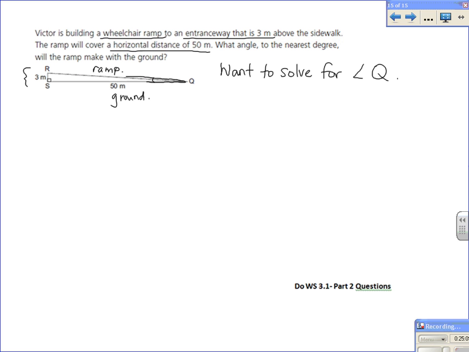Okay, so we start off, we've made some sense out of our diagram. Let's label the diagram. And when we label the diagram, we're going to label it relative to the angle Q. So let's label our triangle. This is the angle that I'm interested in right here, angle Q. So the side opposite from Q is over here, it's the 3 meters. Okay, the hypotenuse is going to be the ramp, because it's directly across from the right angle, which means that the leftover side is the ground. So the ground is my adjacent side.